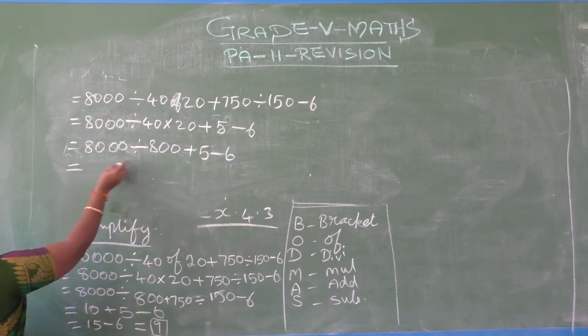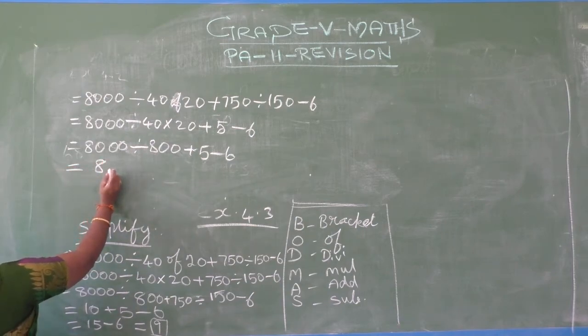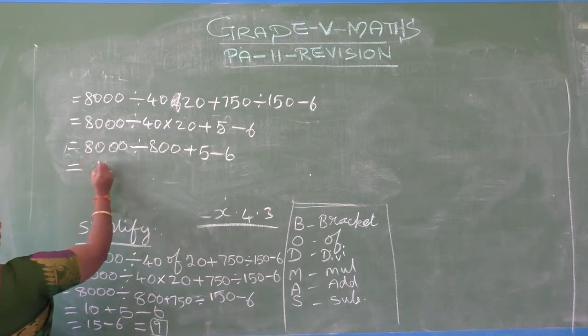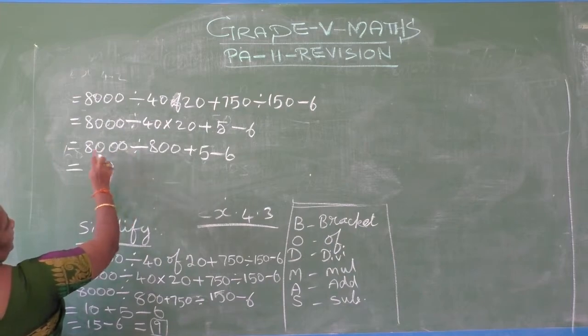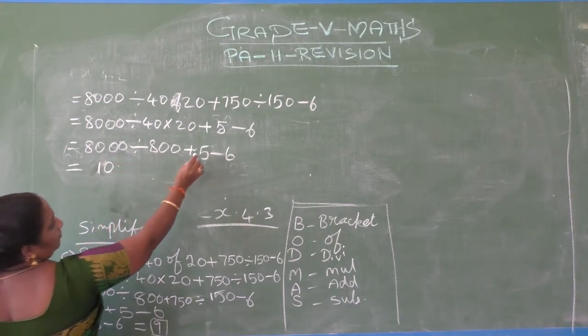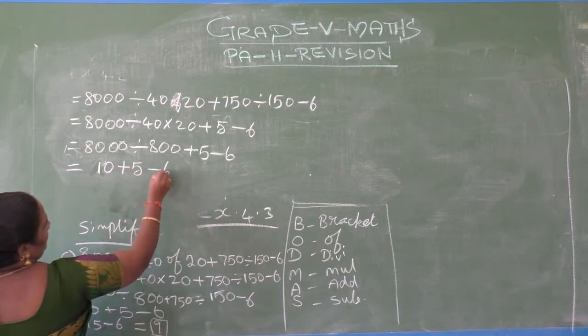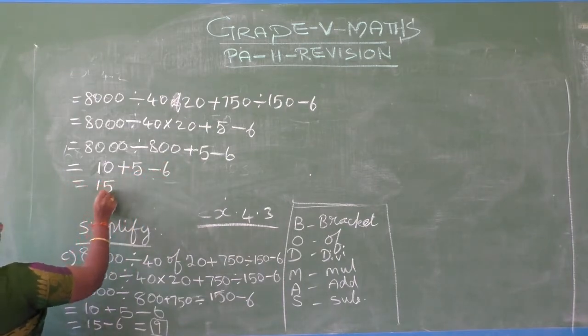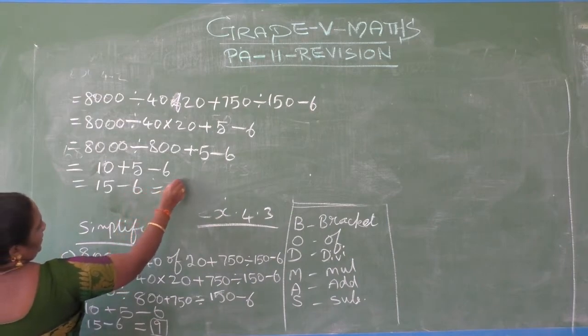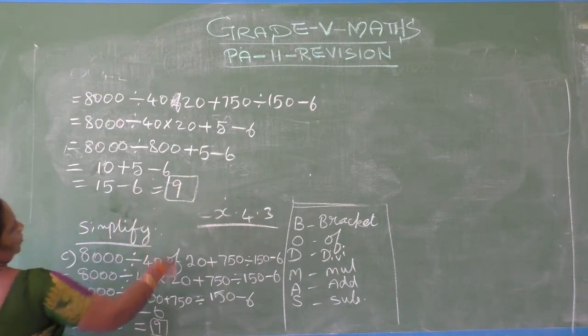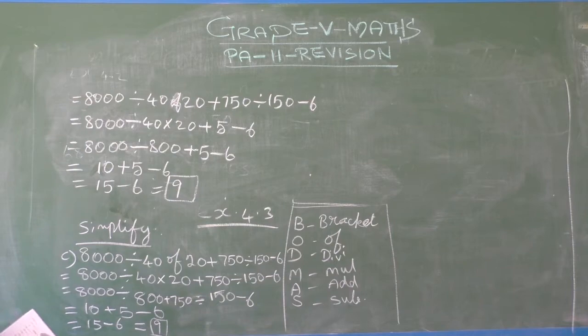Then again you have to divide it. So 800, how many times can you divide 8000 by 800? 10 times, because 10 800s are 8000. Then plus 5 minus 6. So 10 plus 5 is 15, minus 6. 15 minus 6, 9 is the answer. So likewise you have to do the simplification.